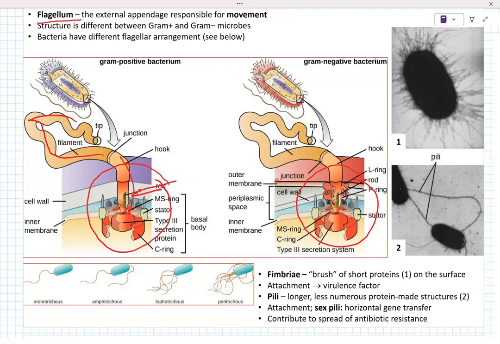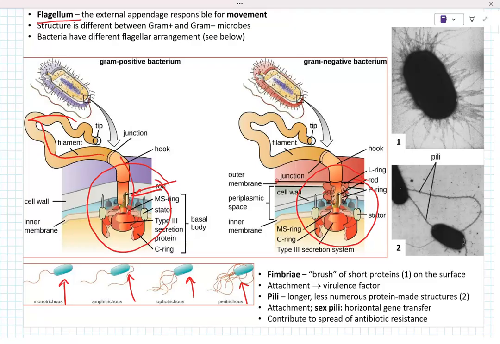Bacteria can have one flagellum. In this case, we call them monotrichous. Two flagella on the opposite ends of the cell, we call them amphitrichous. Lophotrichous bacteria have multiple flagella on one side. Peritrichous bacteria have flagella all over the surface.